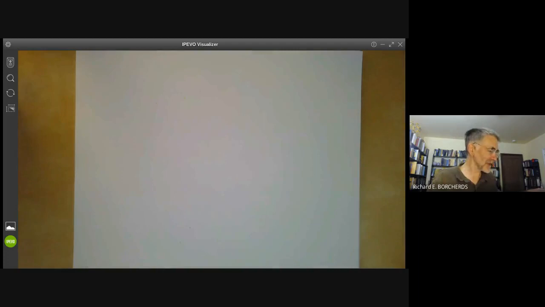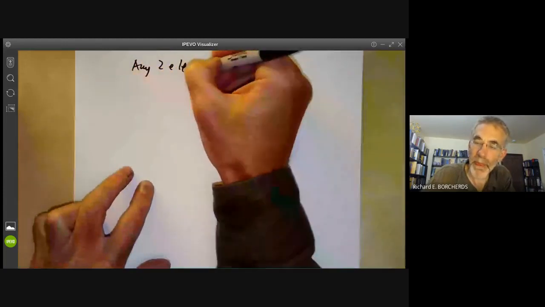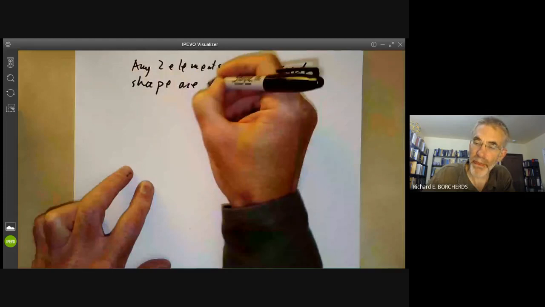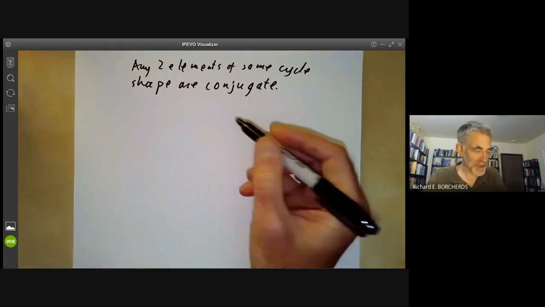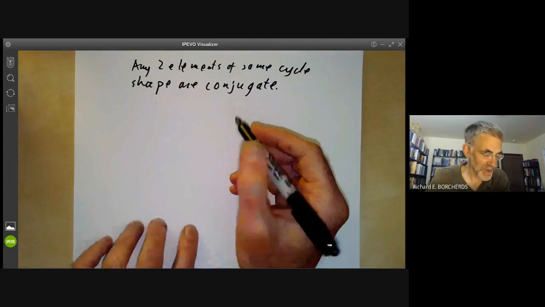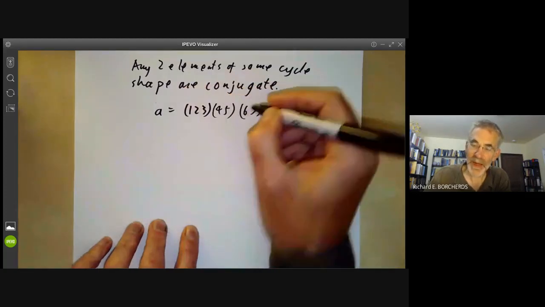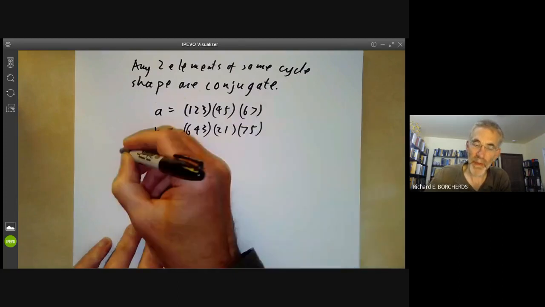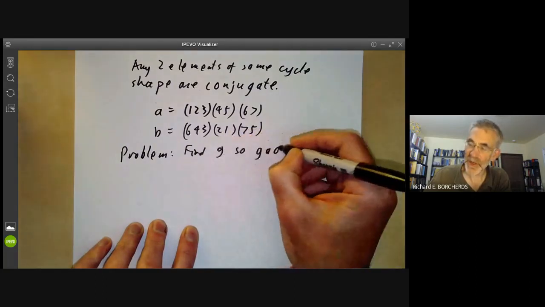Conversely, any two elements of the same cycle shape are conjugate. This is sort of obvious if you remember that saying two things are conjugate just means you're relabeling the things you're permuting. So let's do an example. Suppose a is equal to (1 2 3 4 5 6 7), and b is equal to (6 4 3 2 1 7 5). The problem is to find g such that g a g to the minus 1 equals b.